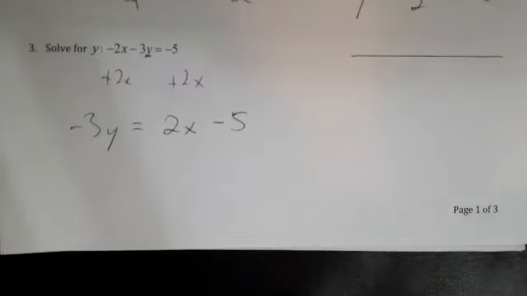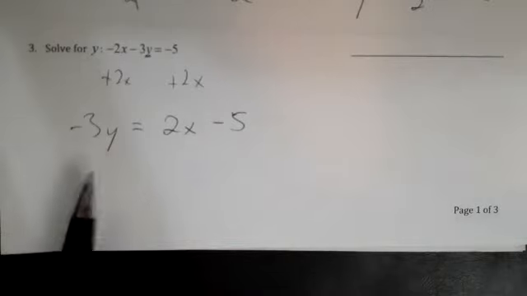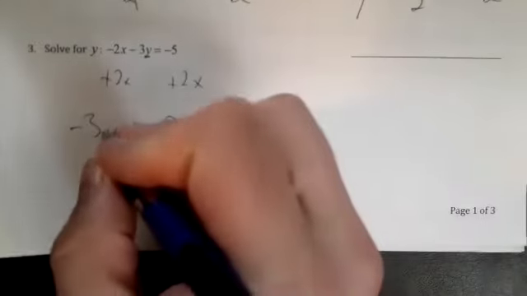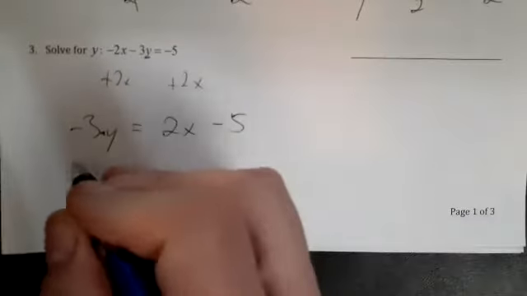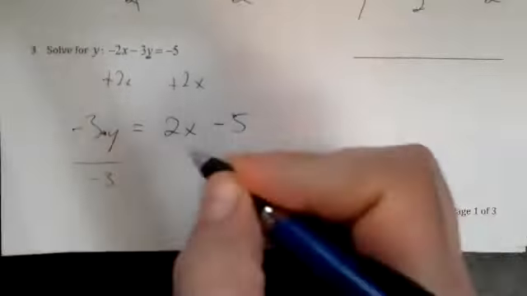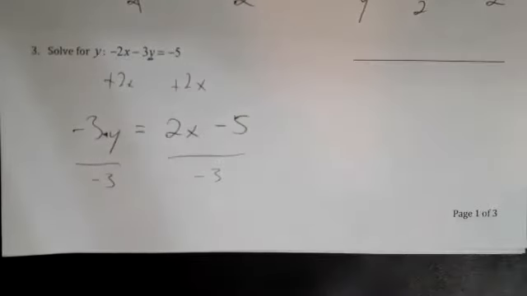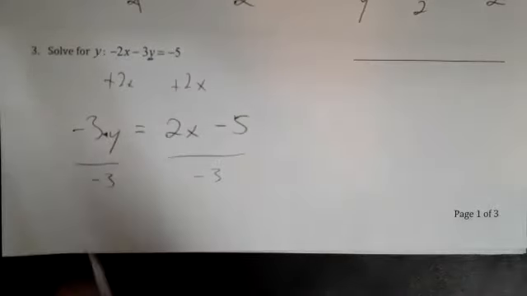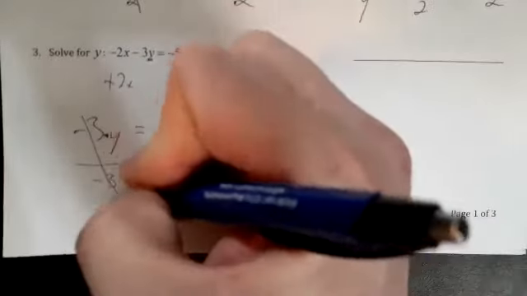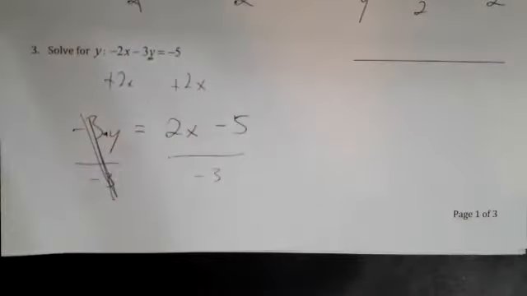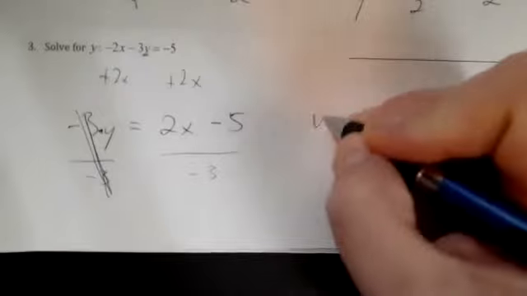So now I look at this thing. I have a minus 3 times a y, and I have 2x minus 5 this side. So I want to get the y by itself. This is multiplication. So it's the same step we've been doing. We want to divide by minus 3. So I'm dividing by minus 3 both sides. This is the same thing over itself. This is my big fancy positive 1 here. So the left side is now y.